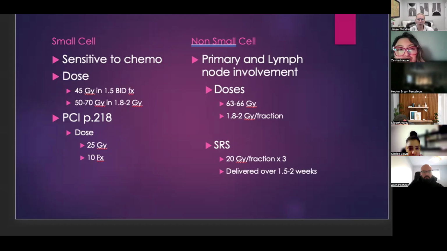Their dose, this one could be small cell. It's sensitive to a lot of things. So it could be 45 gray in 1.5 gray a fraction BID, 6 hours apart. Or you can do 50 to 70 gray in 1.8 to 2 gray, and that would just be once a day.